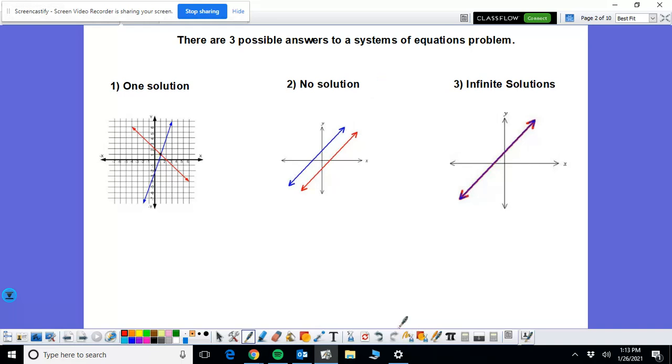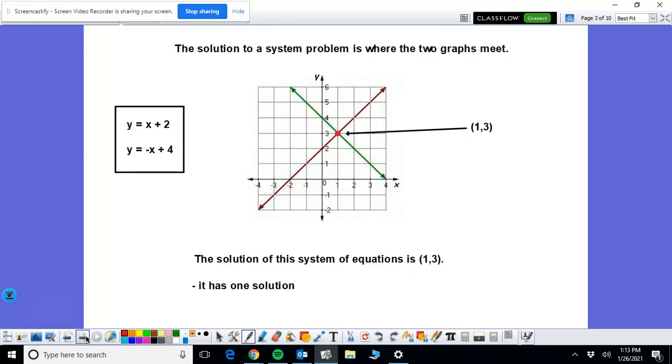So let's begin with one solution. Once again, very important slide. Do your best to copy this down. I'm going to make sure I give you a long time to copy these notes because they're very important. The solution to a system is where the graphs meet. That's very important. So you're going to have essentially two lines.